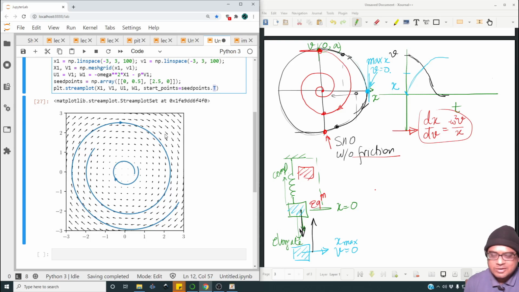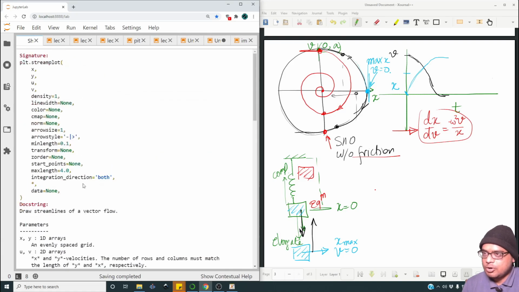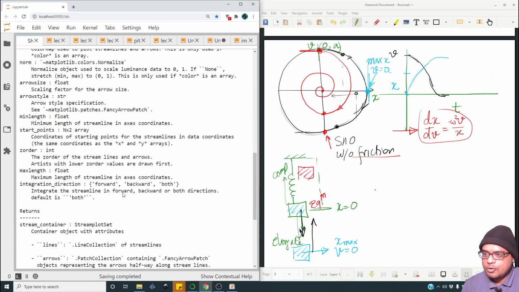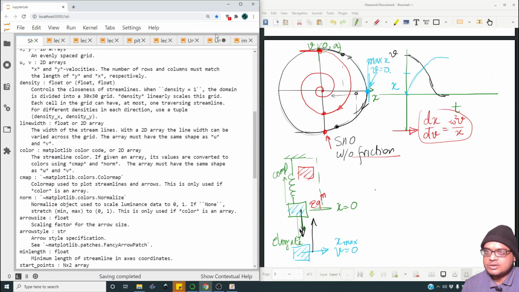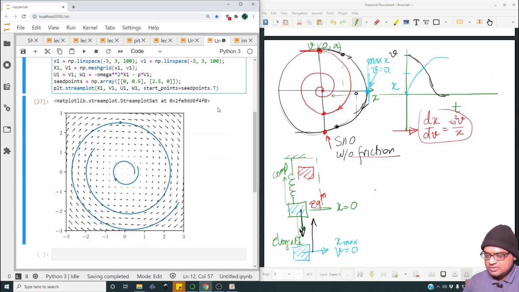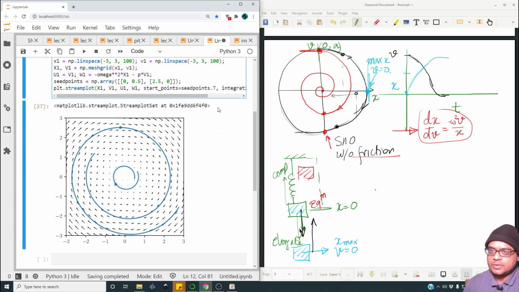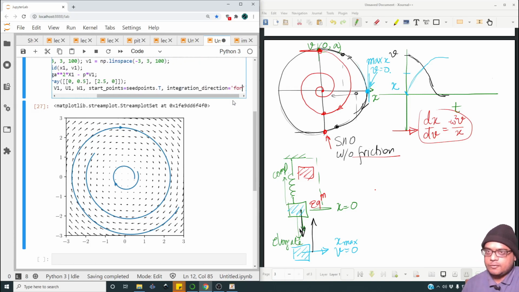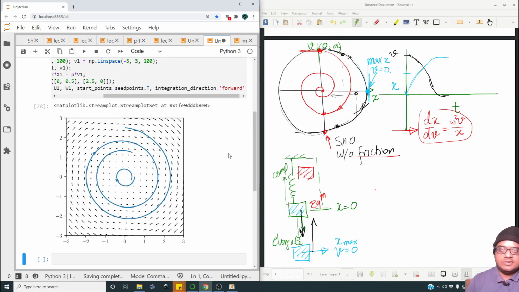So but now look what is going on. We have given this as the initial point, but it's giving us the forward contour and the backward contour, and the reason is obvious. Let us go to the contextual help of stream plot. There is something called as integration direction. Okay, it says both, but integration direction we want only in the forward direction. Okay, so let us go over here and change the integration direction to only forward, and this gives us the spiral.